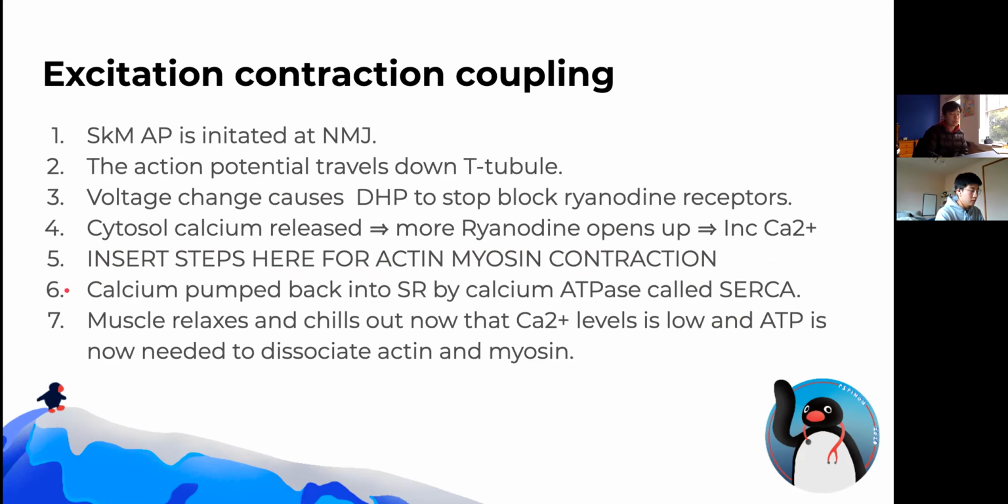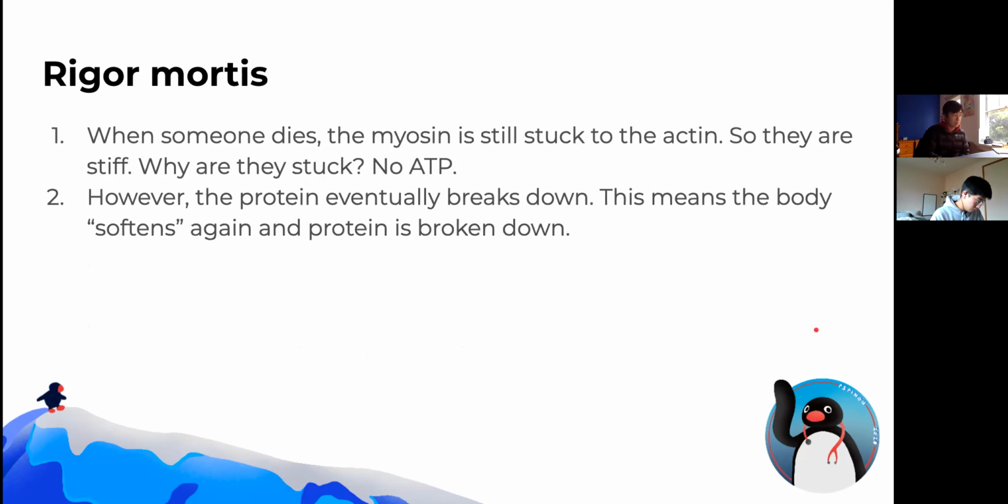And this leads to calcium being pumped back into the sarcoplasmic reticulum by a calcium ATPase called SERCA. Just think of SERCA as a pump that requires ATP and gets all the calcium back into the sarcoplasmic reticulum. The muscle then relaxes now that the calcium level is lower, and ATP is needed to dissociate the actin from the myosin, to go back to resting state.